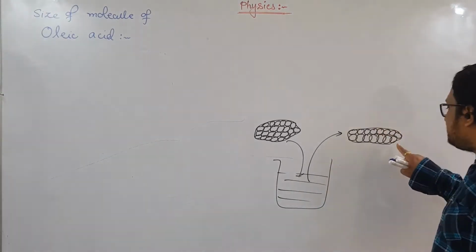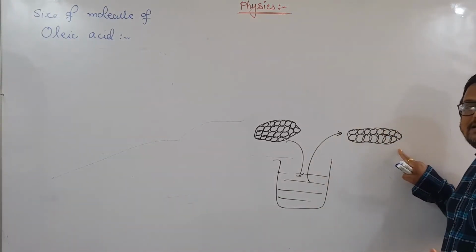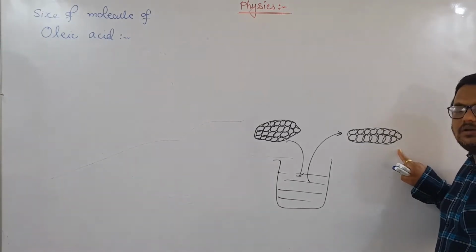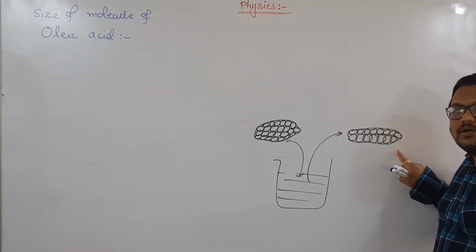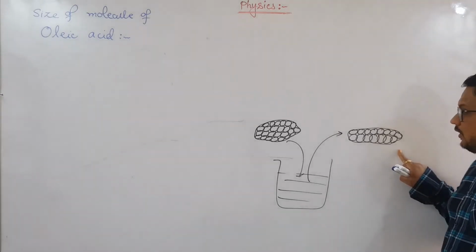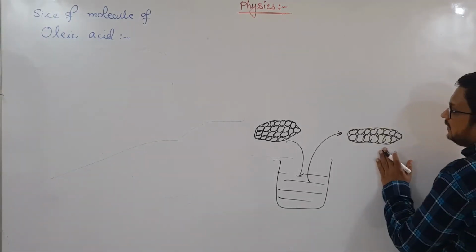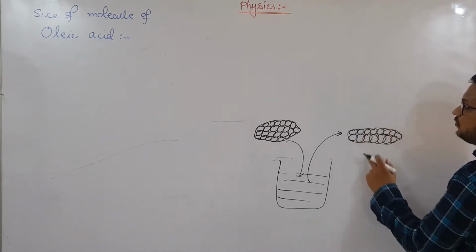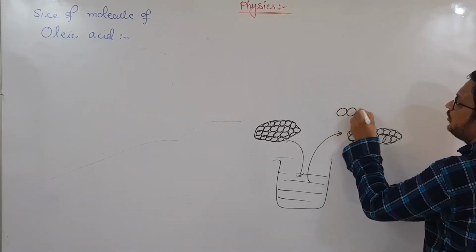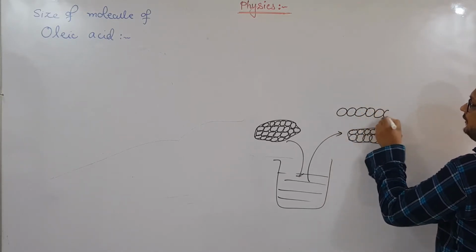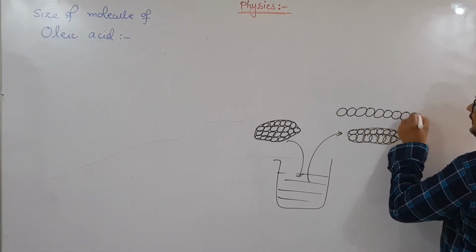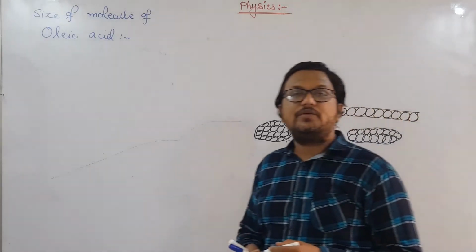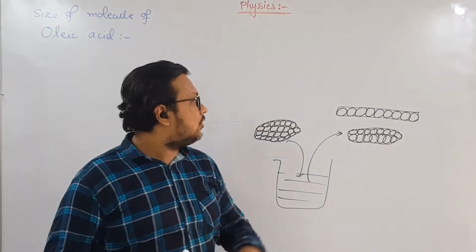Again, take this solution and dip it into another container containing water, and stir it well. On doing so, what will happen? This honey will get diluted still further. Diluted means now instead of 2 layers, we will get only 1 layer of molecules of honey, right? And this will be our monolayer. Monolayer means having only 1 layer of molecules.